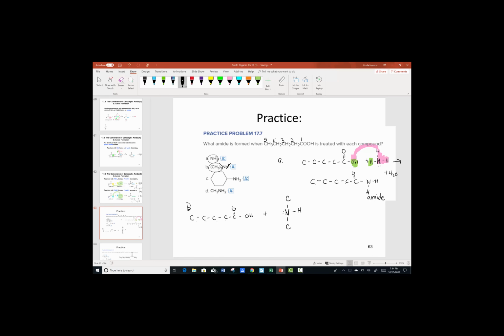I know nitrogen always has 3 bonds. 2 of those 3 are carbons and 1 is the hydrogen. It's the hydrogen and the OH from the carboxylic acid that go on to make the water. And the other product will be where what's remaining takes the place of the OH. And so our product, there's our 5 carbons, the double bond O, and now in its place will be a nitrogen attached to 2 methyls. We made a tertiary amide.